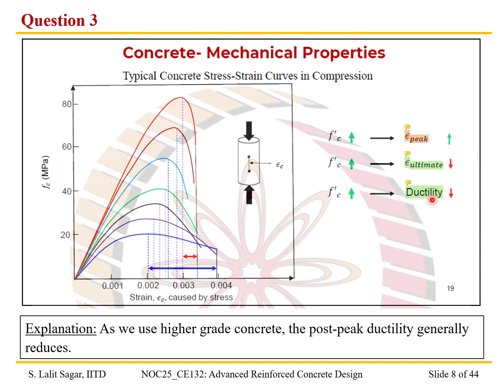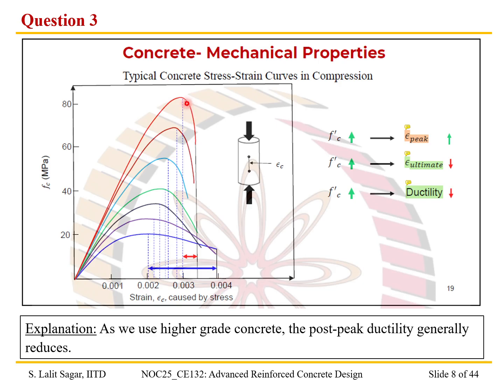And because of this response, ductility is also reducing. So how do we define ductility? Ductility is nothing but the ratio of epsilon ultimate to epsilon peak. As we can see here, if you take concretes of lower grade, epsilon ultimate to epsilon peak is close to a value of 2, right? It is 0.004 to 0.002.